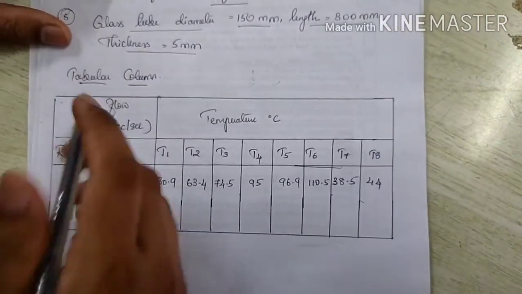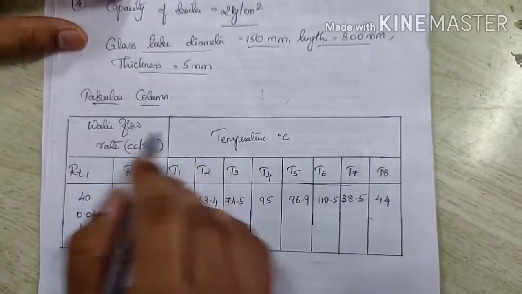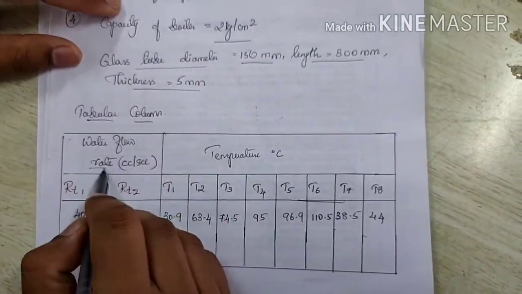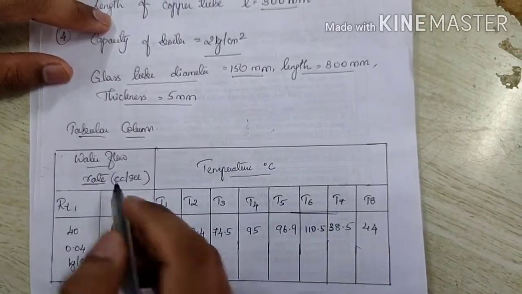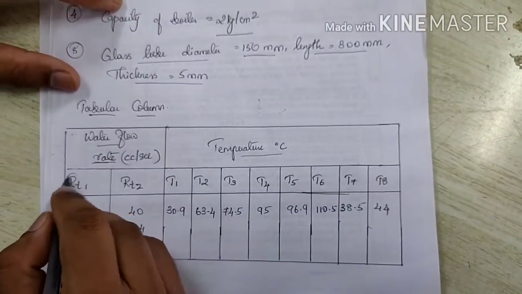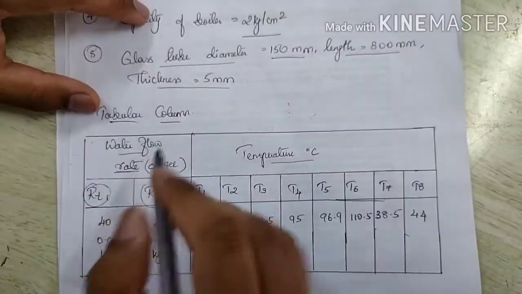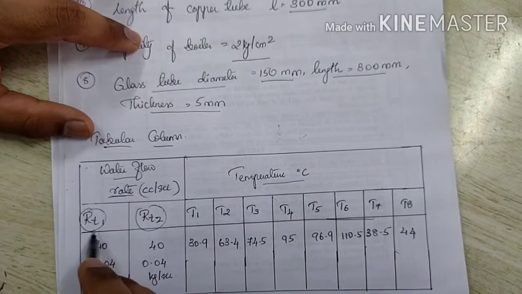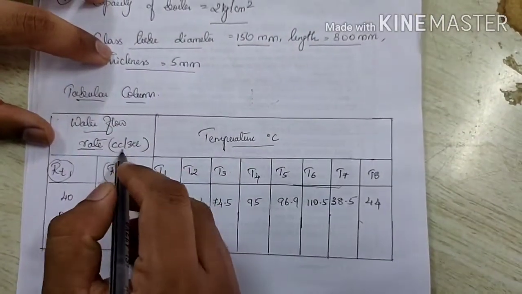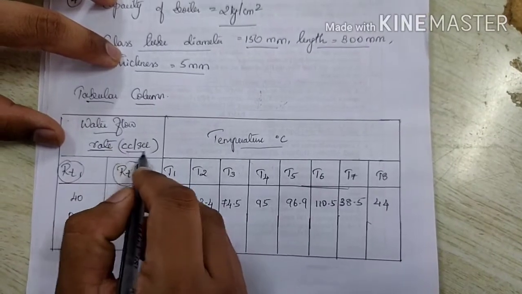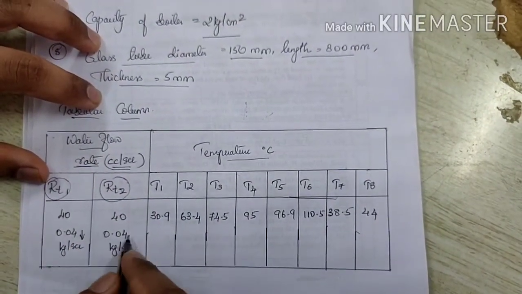Now we will see the tabular column. In the tabular column there are two things: water flow rate and temperature in degrees Celsius. The water flow rate we have observed using the rotameters R1 and R2. As we have seen in the experiment, there are two rotameters, both having the same flow rate of water, measured in cc per second, which we have to convert into kg per second.